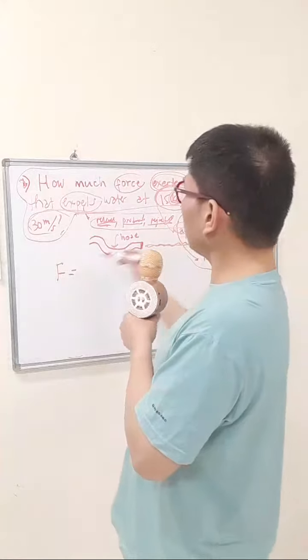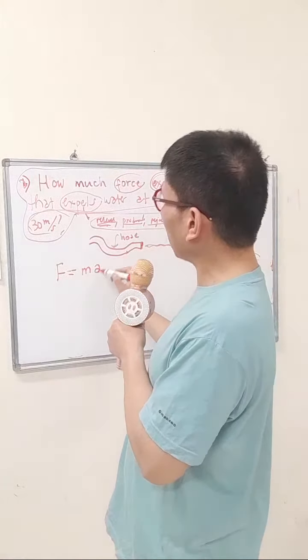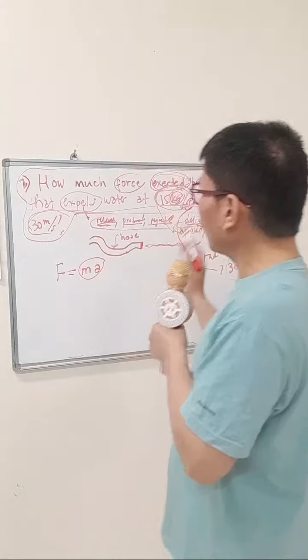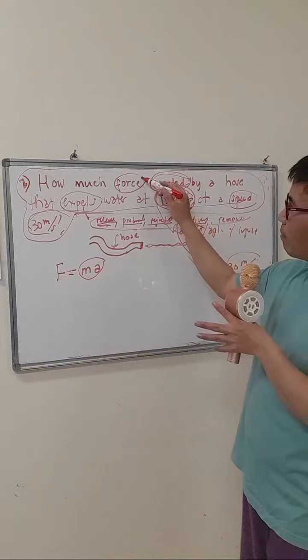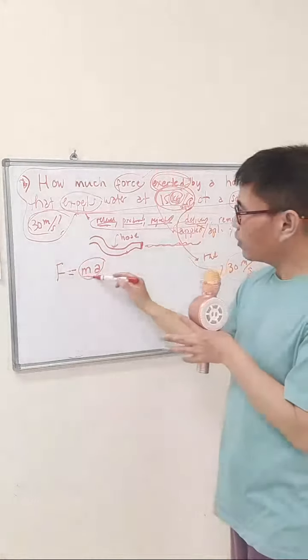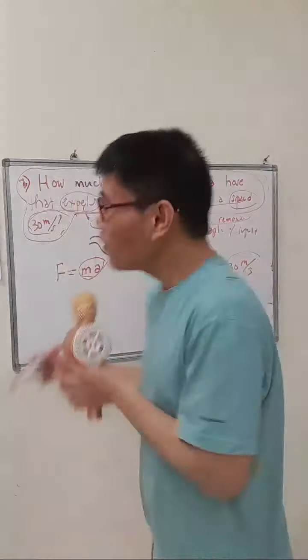Now, force is equal to mass times acceleration. We don't have mass in the problem, and we don't have acceleration in the problem either. So, problem. This is equation 1.